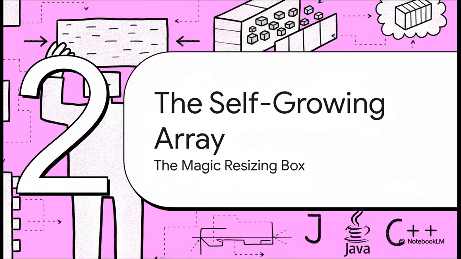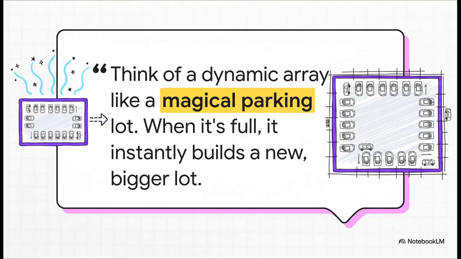So yeah, this whole inflexibility thing was a massive headache for developers. It was just asking for trouble. And that frustration led to one of the most useful inventions in programming, the dynamic array. This is the magic box that just seems to grow on its own whenever you need more space. It's the powerhouse behind Python's lists, Java's ArrayLists, and C++'s vectors. It's literally everywhere.